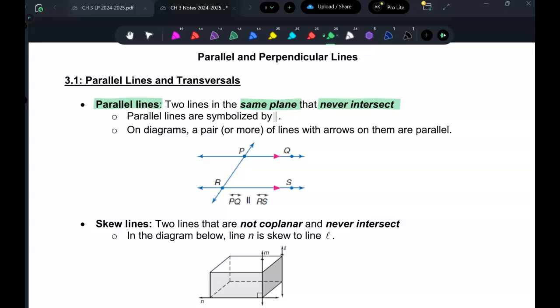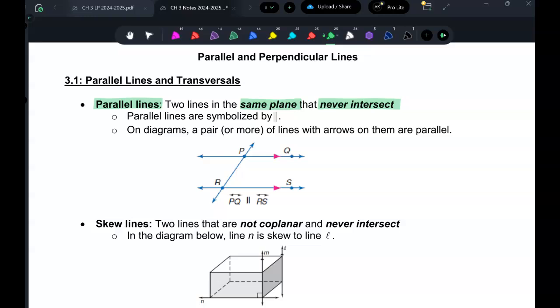Is any two lines coplanar? Not okay. Take, for example, let's pretend this classroom is a box. If we take this line along the ceiling and this wall, and then the floor and this wall, these two lines would be parallel to each other. Hopefully those lines would never intersect with each other.